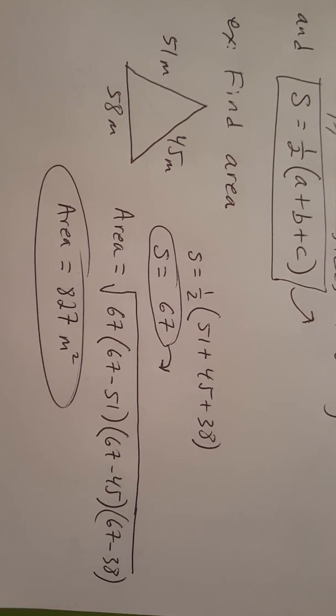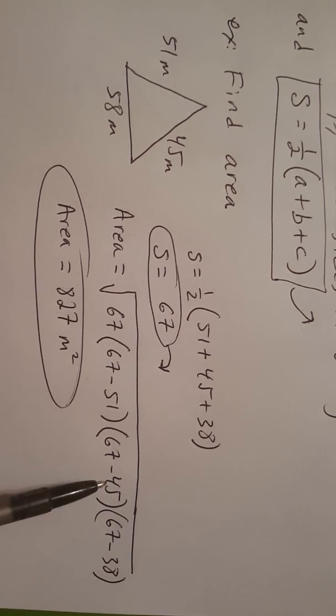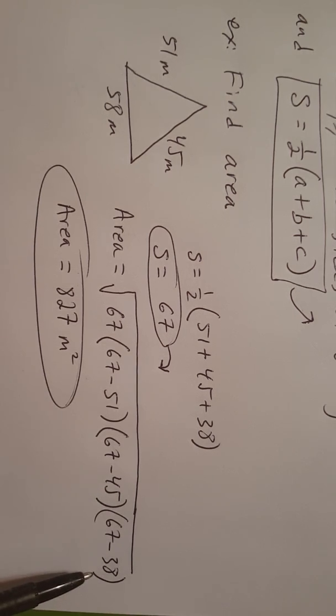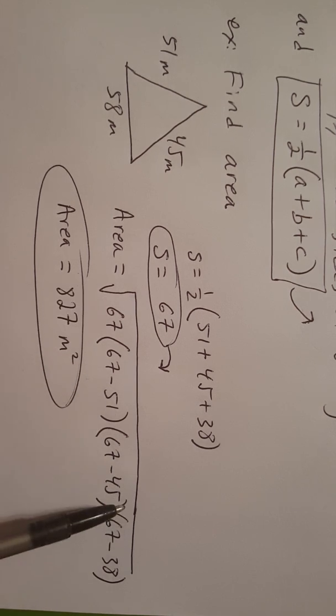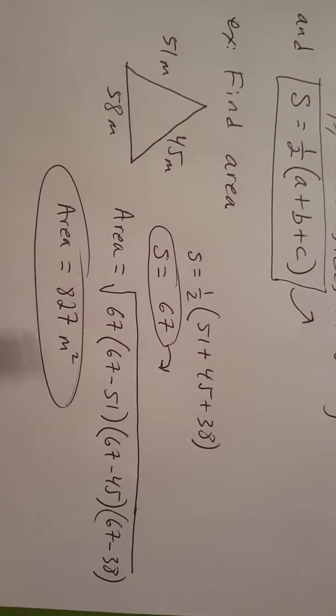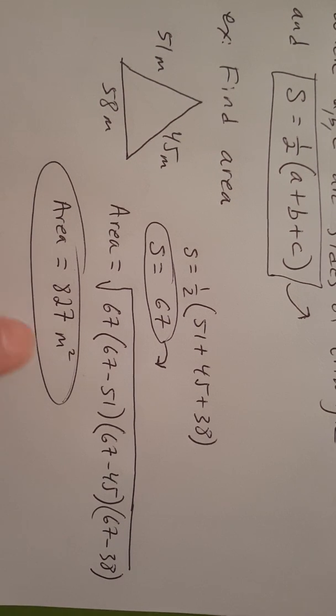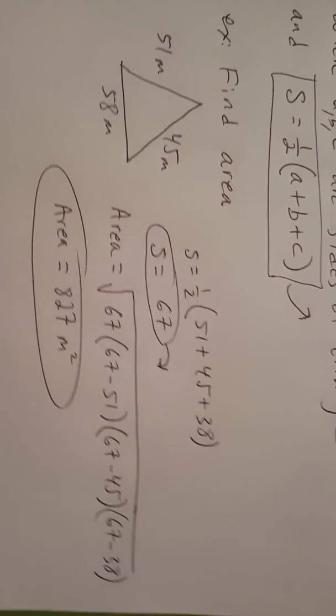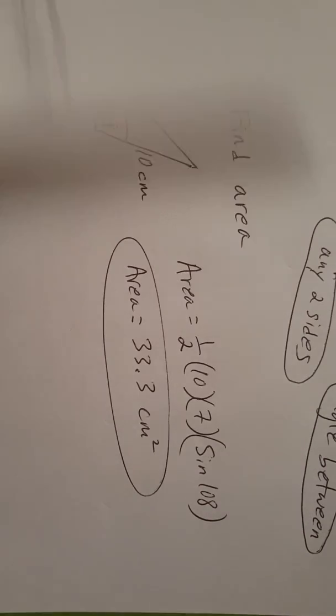Now that I know what S is, now I'm going to find the area. The area is equal to, if you recall, S times (S minus side) times (S minus the other side) times (S minus the third side). You can enter this in the calculator or do it step by step. It's up to you. But it's straightforward math, and it comes out to 827. And of course, we put meter squared here because it's area. Okay? That's one formula.